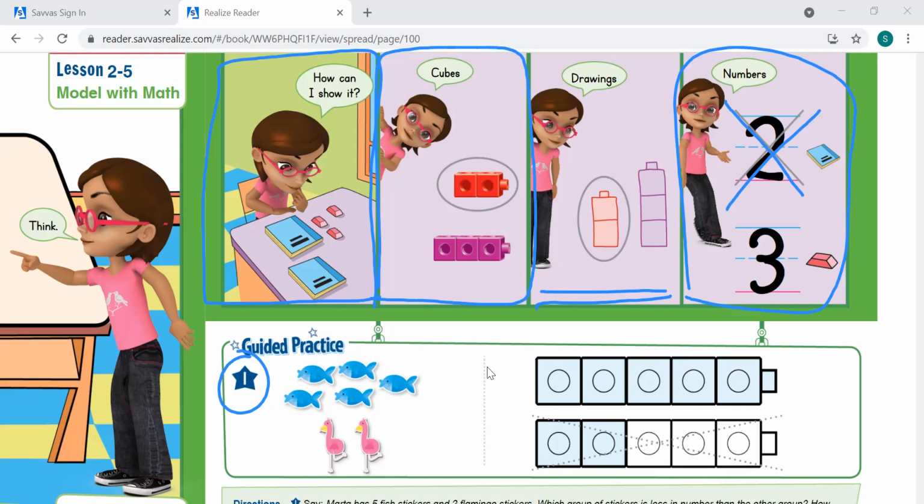So we have 1, 2, 3, 4, 5 fish. So you're going to color in 1, 2, 3, 4, 5 cubes. And we have flamingos, 1, 2. So again, we'll color in that number, 1, 2. Which one is less than the other? This one. So we mark an X. All right, let's go on to the next page.